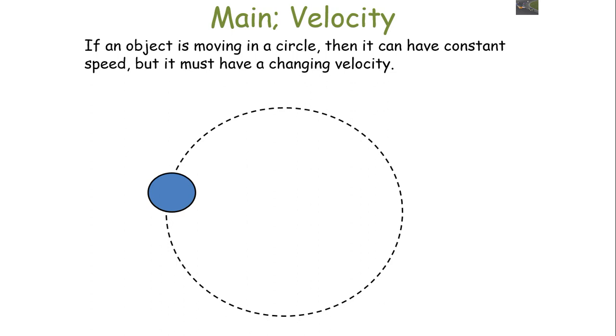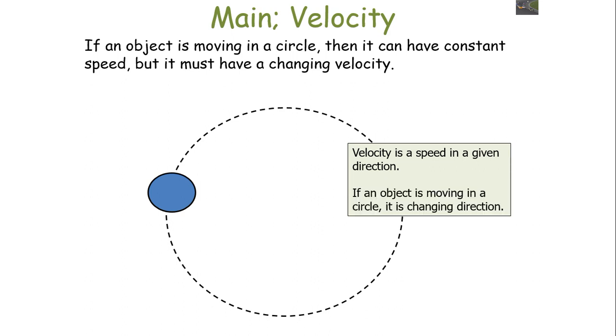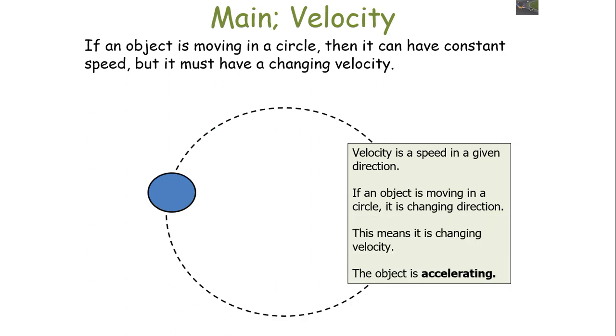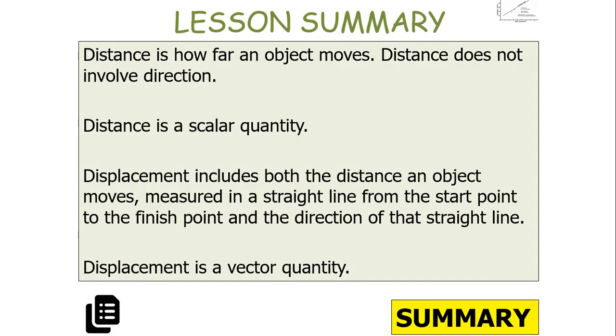Now, if an object is moving in a circle, it can have a constant speed, but it must be changing velocity, because velocity is a speed in a given direction. Velocity has a direction component. So if an object is moving in a circle, it's constantly changing direction, so it means it's constantly changing velocity. So an object going around in a circle must be accelerated, which we'll look at in a future lesson, as it's extremely important in terms of forces.